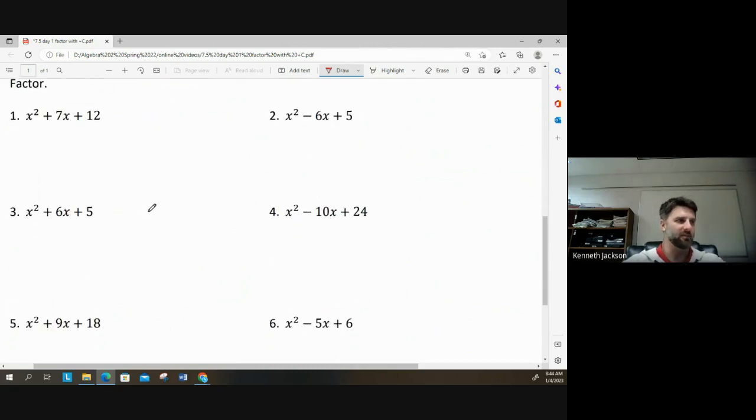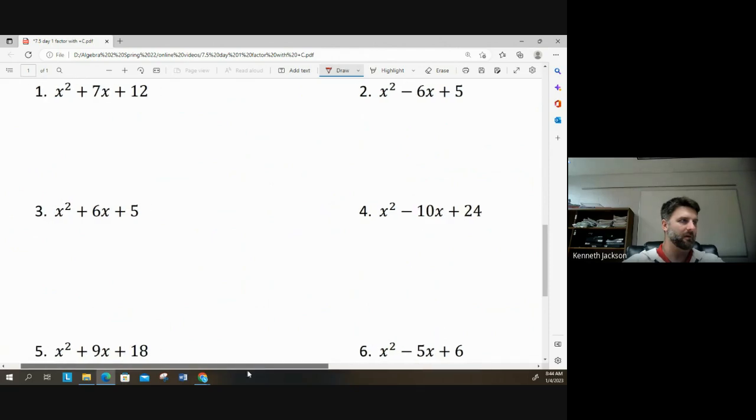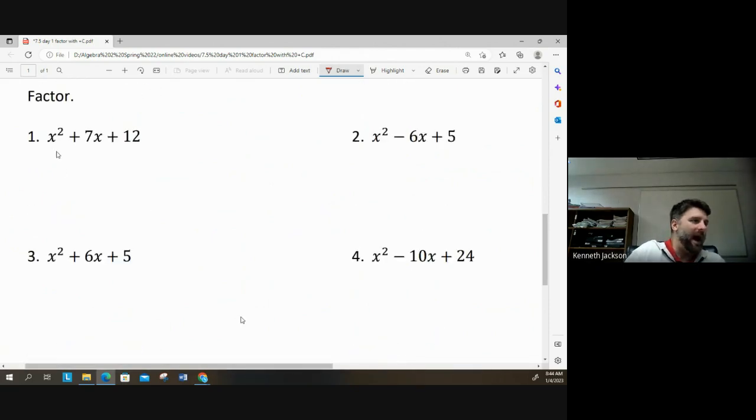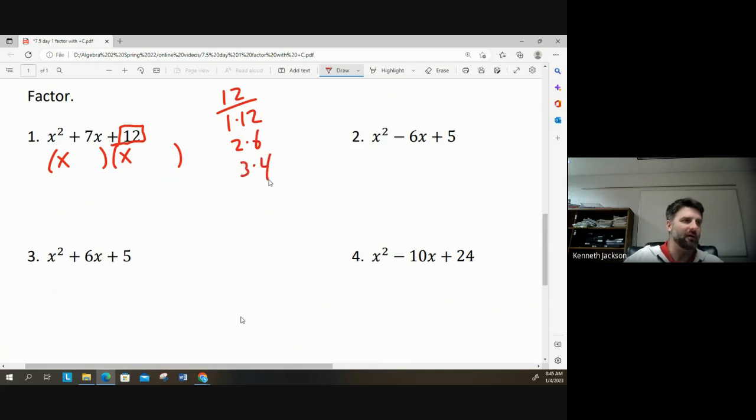So let me walk through a couple of examples here. On number 1, I know that if I make two sets of parentheses and I put an x in each first spot here, x times x will be x squared. Now what I'm doing is I'm looking at the last number in the polynomial, 12. And I'm writing down all of the numbers that multiply to 12. 1 times 12, 2 times 6, 3 times 4. These are the combinations that multiply to give you 12. One of these combinations is my answer. So the combination is whatever of these numbers multiply to 12 and add to 7.